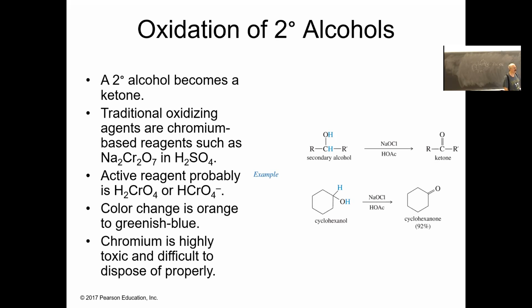Around the year 2000, there was a movie that came out called Erin Brockovich. It was about an environmental activist. And out in California, the utility company was improperly dumping dichromate into the groundwater. Many people were getting poisoned. They were dying of cancer as a result of the dichromate.